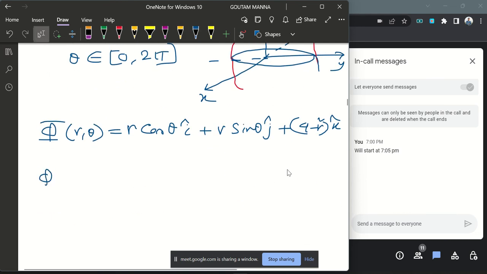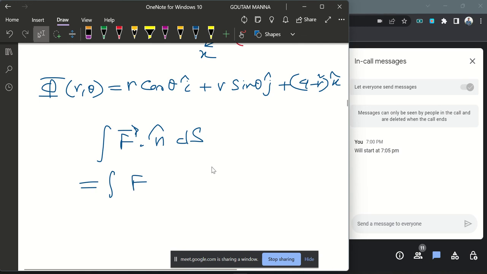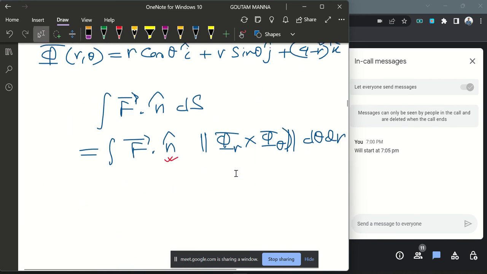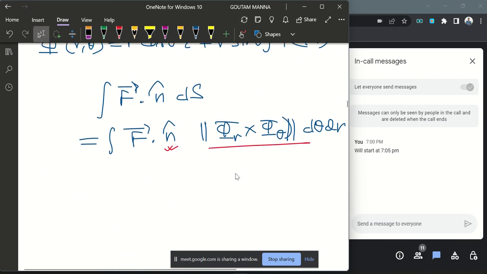So what we need to do is to calculate this integral of f dot n ds. We need to find this f dot n ds, which means f dot phi r cross phi theta d theta dr. So we need to find this n hat, which is the normal vector on the surface, and this phi r cross phi theta quantity.